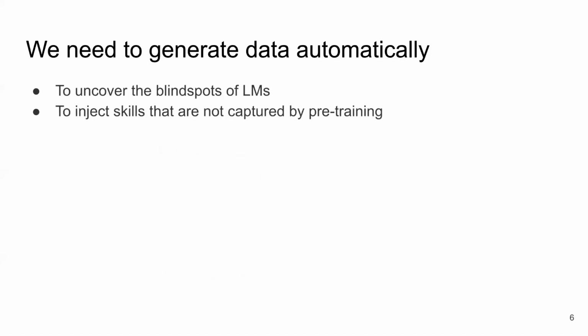And given all this, this means that we need methods to generate data automatically, both if we want to understand the abilities of our pre-trained models, to realize what things they capture and what things they do not capture, and also maybe to inject skills into language models that are not captured by the pre-training process. Pre-training is mostly about denoising, some masked language modeling objective, and maybe some skills are not captured by that, and maybe we would like to inject that somehow.